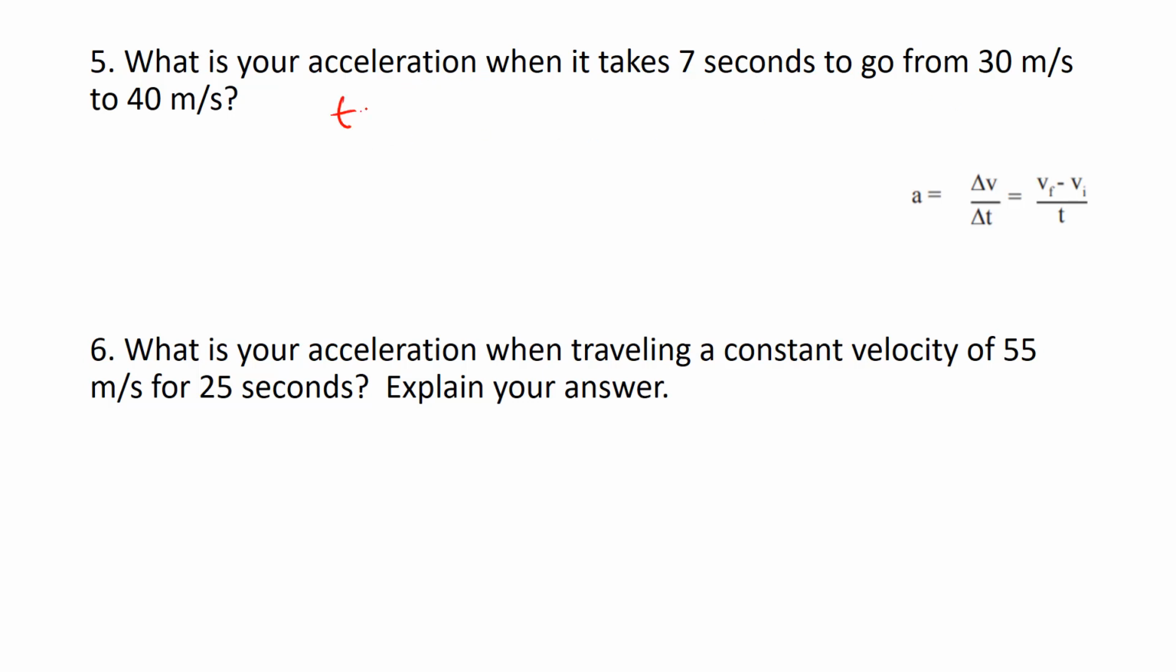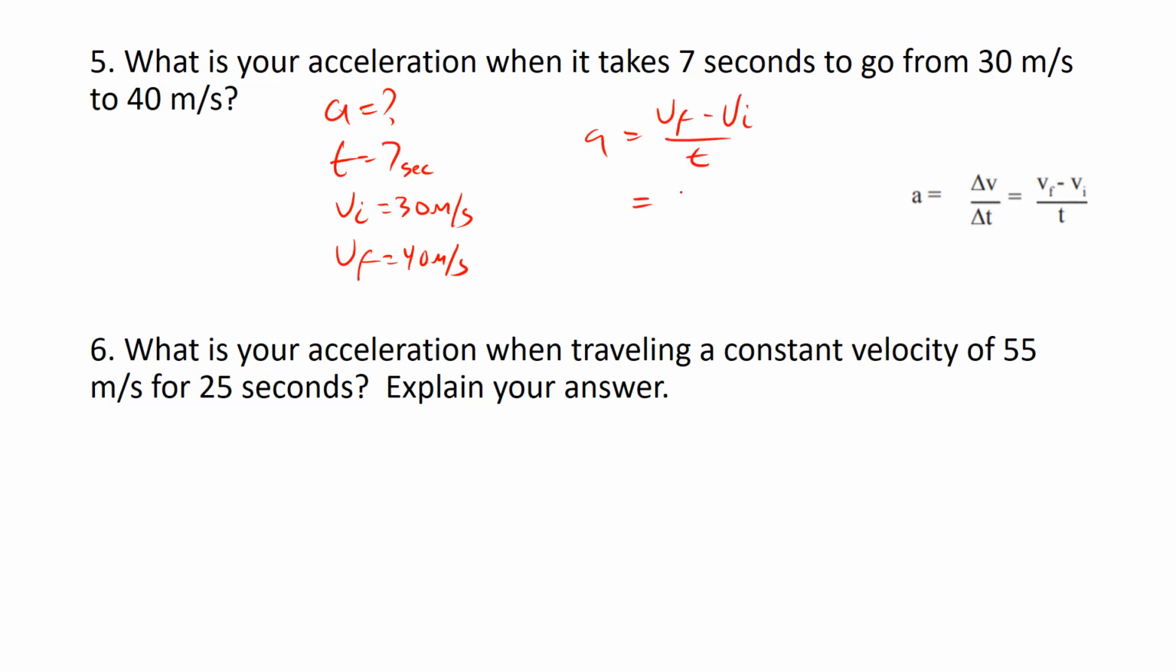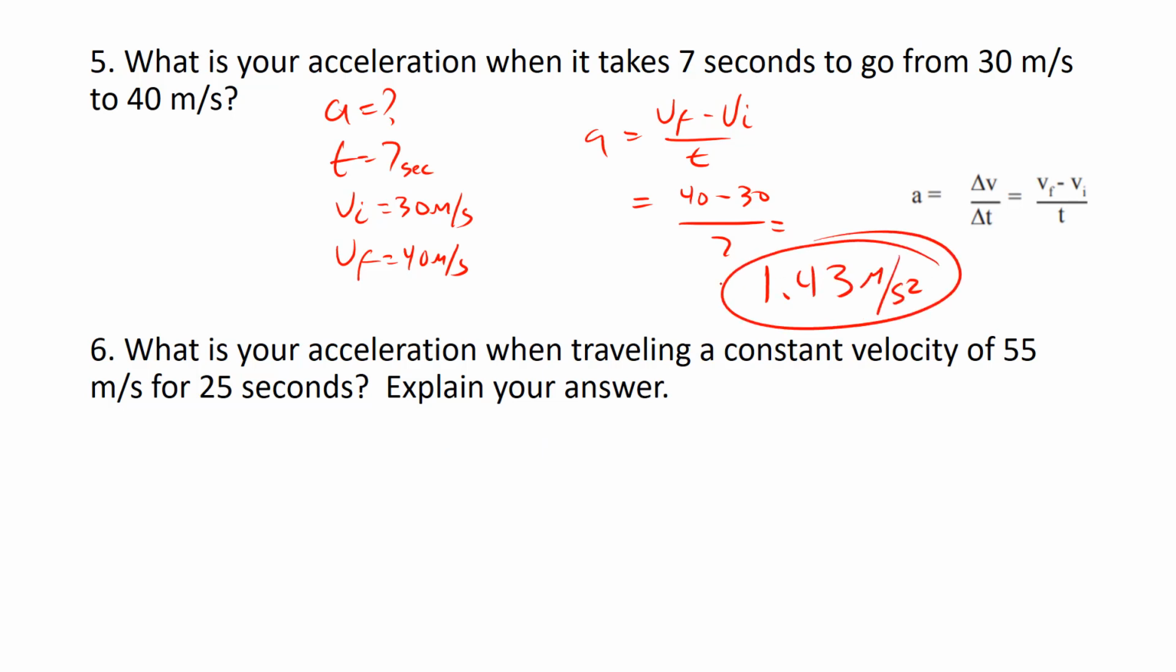Okay, what's your acceleration when it takes 7 seconds to go from 30 to 40 meters per second? So same sort of problem. A equals question mark. T equals 7 seconds. VI equals 30 meters per second. VF equals 40 meters per second. A equals VF minus VI over T, which is 40 minus 30 over time of 7. So 40 minus 30 is 10 divided by 7 gives you 1.43, let's go with 1.4 meters per second squared. And so that's our answer there.